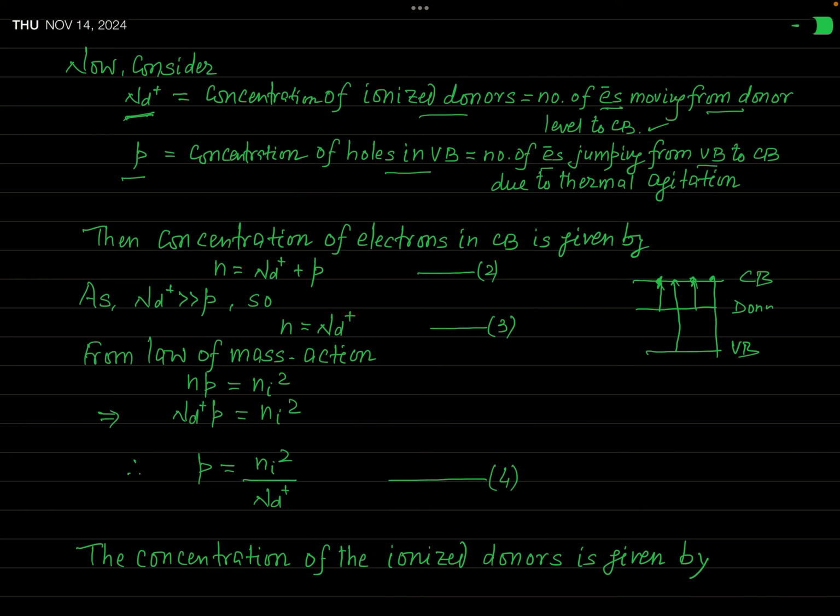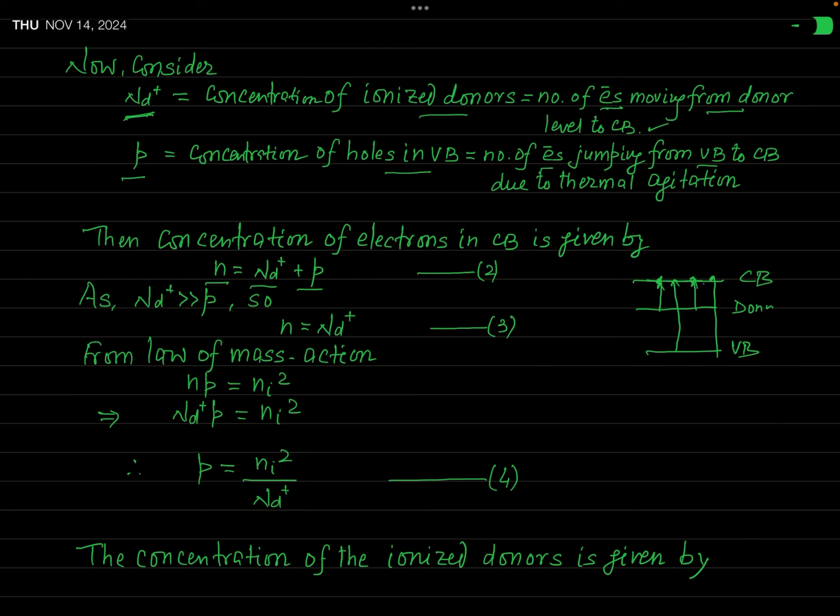So the total number of electrons in the conduction band will be equal to what? That will be simply the sum of the concentration of ionized donor atoms, Nd+, in the donor level, and the concentration of thermally generated holes in the valence band. When you add both of these, you get the total concentration of electrons in the conduction band. So N can be given as Nd+ + P. I think you have clearly got it.